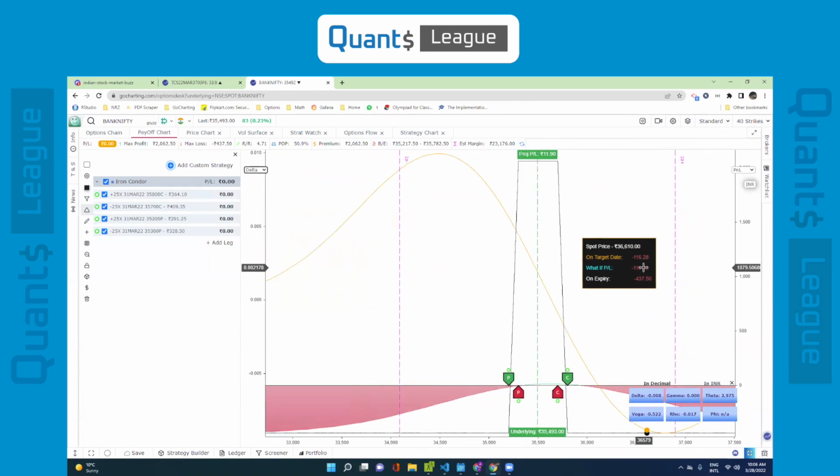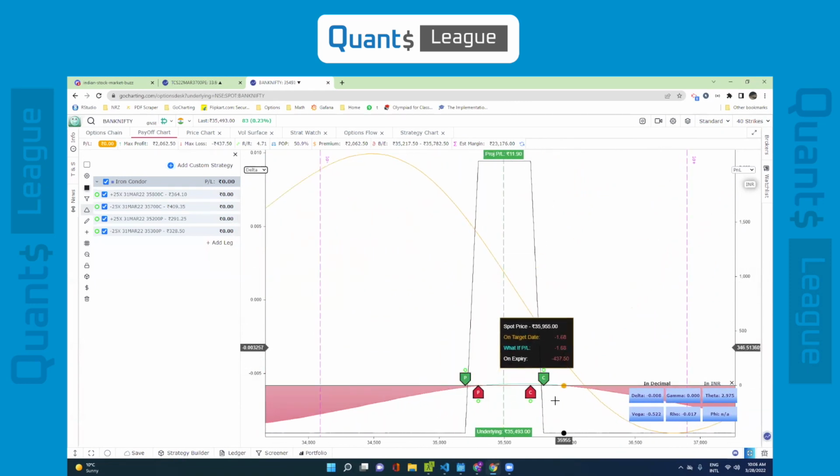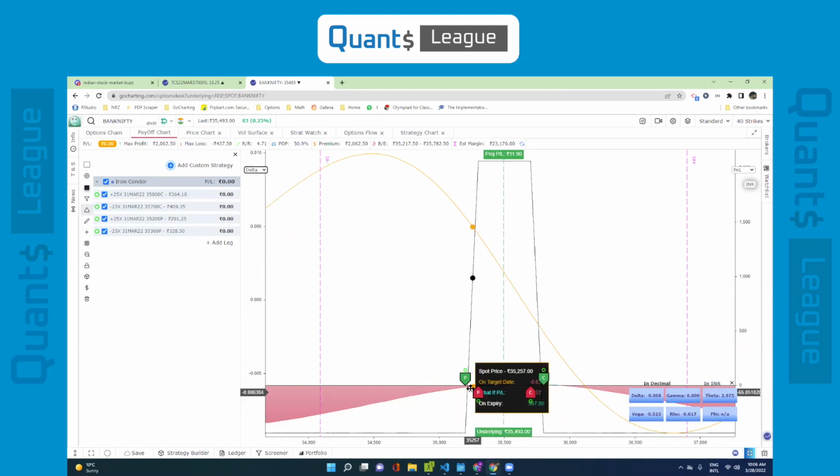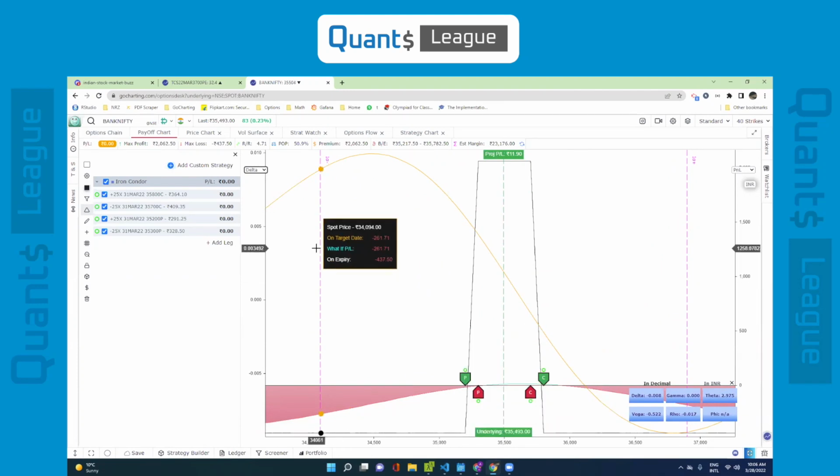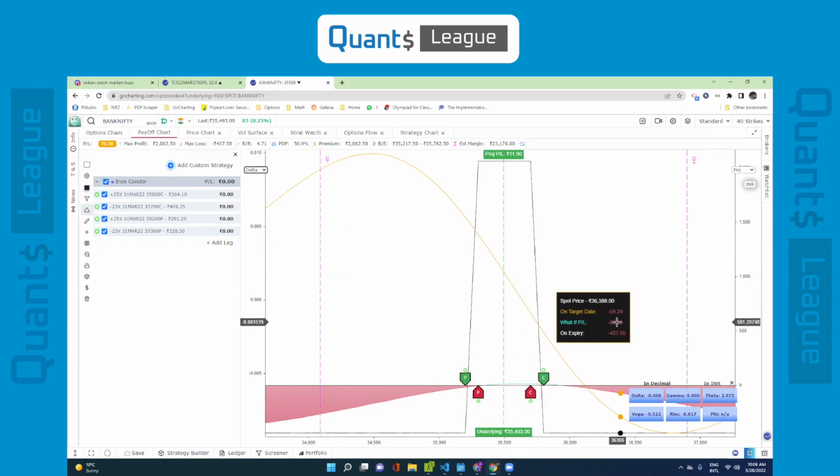Once you have taken the iron condor, as you can see, these are the 4 legs that you have taken. The Ps are the puts, the Cs are the calls, and anything in red is basically a sell, anything in green is basically a buy. So 2 buy legs, 2 sell legs of an iron condor, 2 puts, 2 calls.